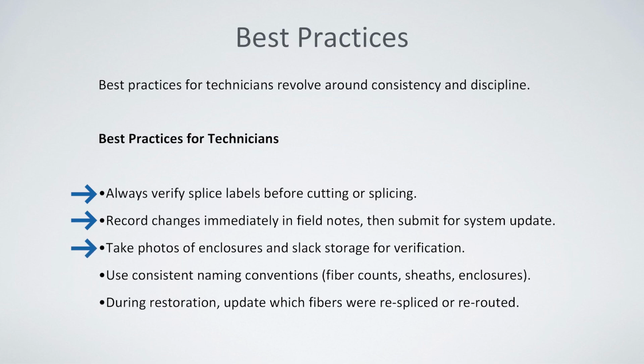Taking photos of enclosures, trays, and slack storage provides a valuable visual record for future reference. Consistent naming conventions for sheaths, fibers, and enclosures eliminate confusion. During restoration events, technicians should carefully update records to reflect fibers that were respliced or rerouted, preventing future techs from repeating the same discovery process. In closing, fiber optic documentation is more than paperwork.